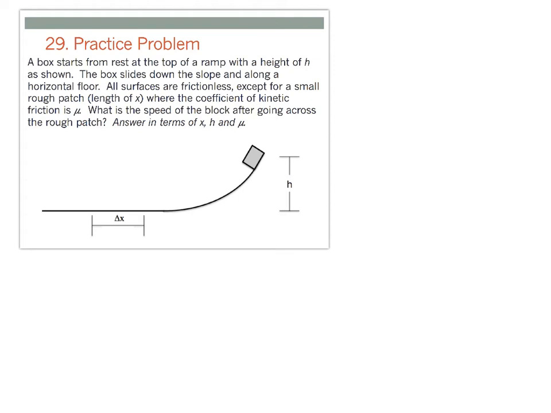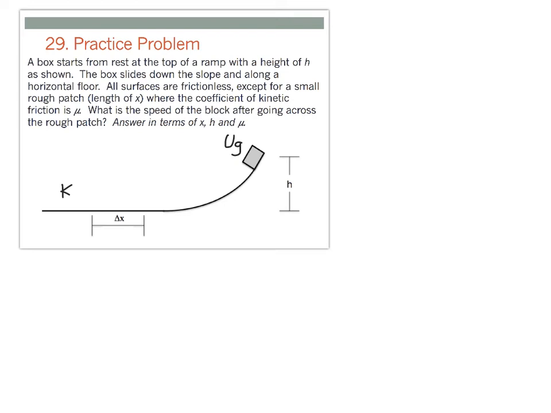Okay, for this next one here, we have an algebraic one that we're going to set up once again with conservation of energy. So I'm going to start by identifying the types of energy I have at various points. So we start up here at the top of the ramp, and we're going to have gravitational potential energy, of course, because we have a height. This box then is going to slide down the ramp frictionlessly until it reaches this little patch here, where there is some friction, and then it's going to continue on. So when it goes through that patch, it's going to have kinetic energy.